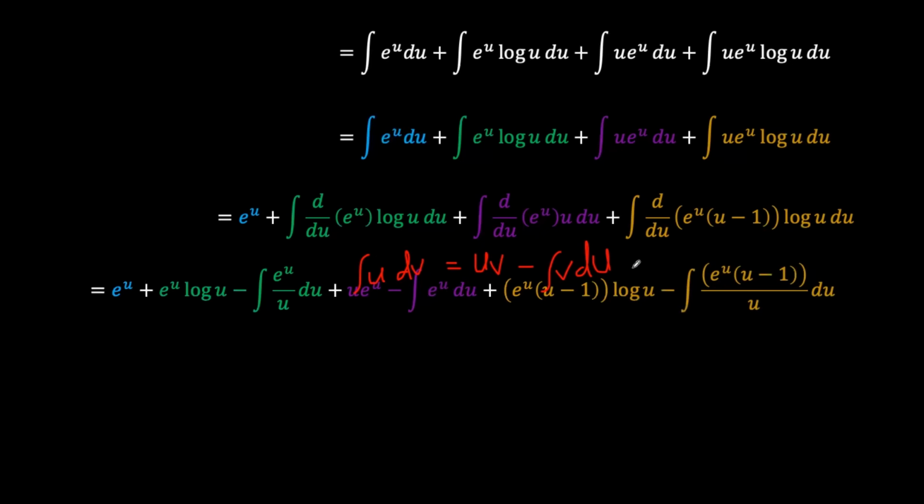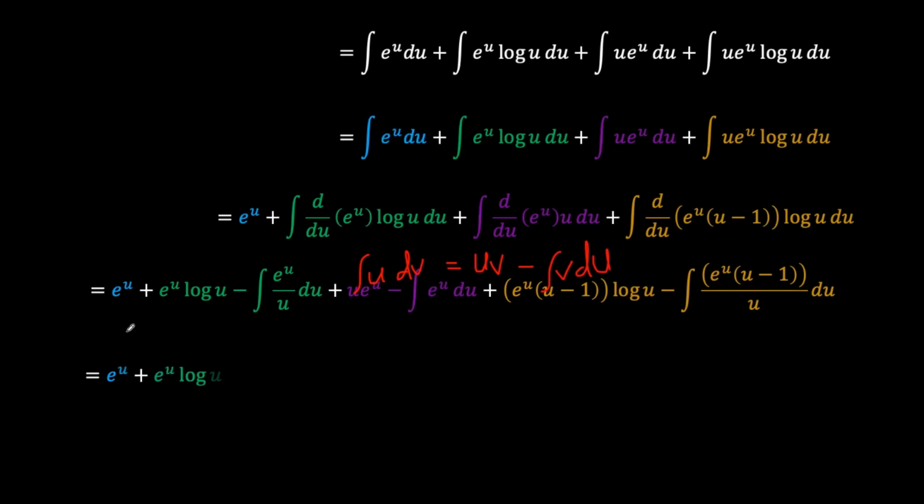And then for the yellow, our u is going to be log u, which is here, and our v is going to be e to the power u times u minus 1. And then the derivative of log u is obviously 1 over u, and so du is 1 over u times v, which is e to the power u times u minus 1.